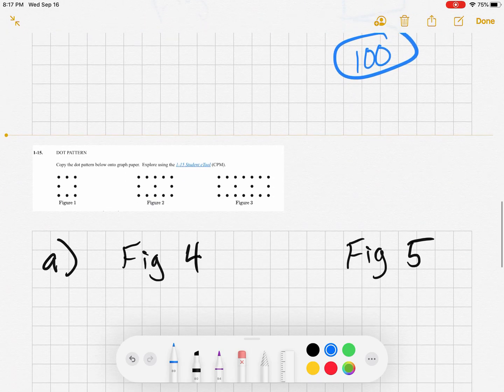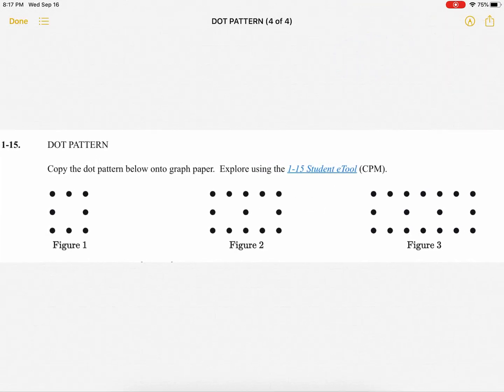All right, now let's apply this to our assignment. So make sure that you record this one in your notebook. If you have to pause it, put in 1-15, and make sure that you copy this dot pattern down. On the left, we see figure 1. It's a square, and that square has, it looks like, 8 dots.